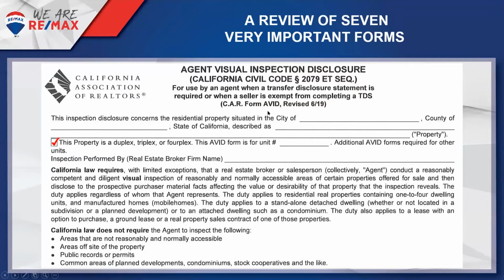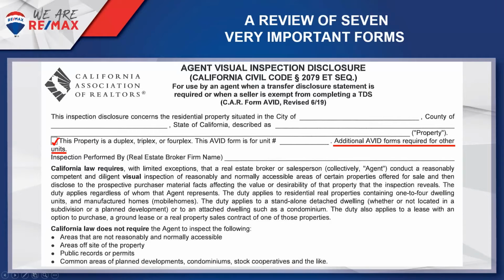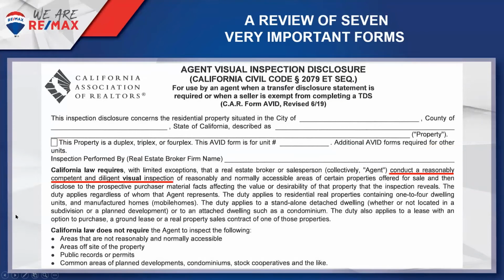Not the same with visual inspections, with the AVID. With the AVID, if it's a duplex, a triplex, or a fourplex, then this AVID is only for one unit, and you add additional AVIDs for the additional units. So if you have a 3-unit transaction, it's possible to have one TDS, but you would have 3 AVIDs. Or if you're the listing agent, you would do 3 AVIDs. And again, I would recommend you do 3 TDSs and clearly mark which unit each TDS is for, but that's not legally required.